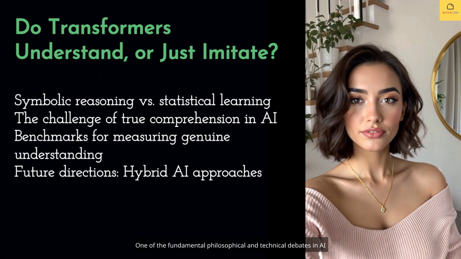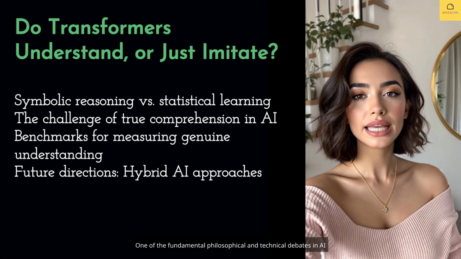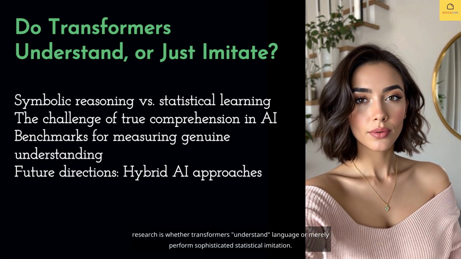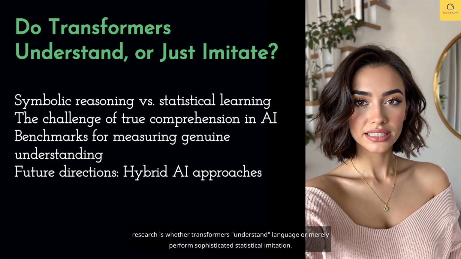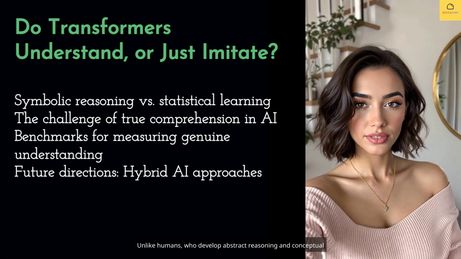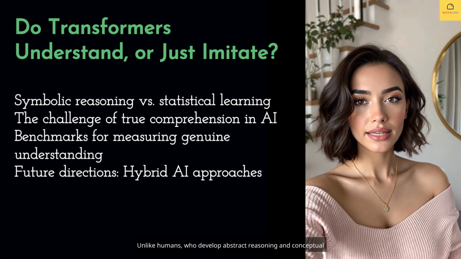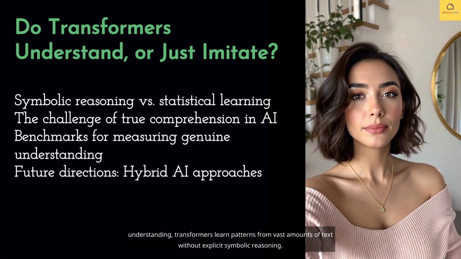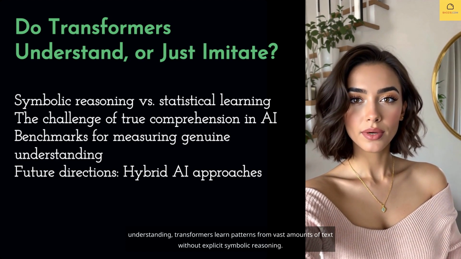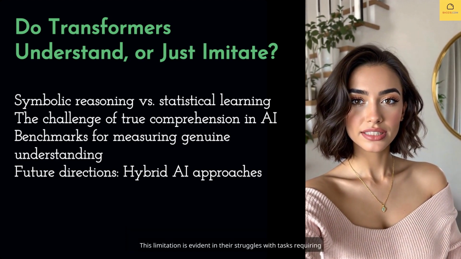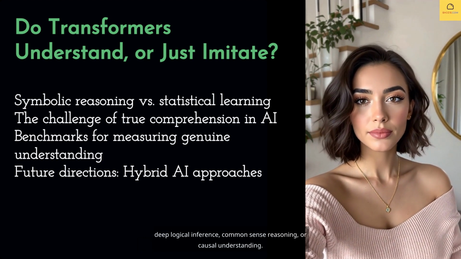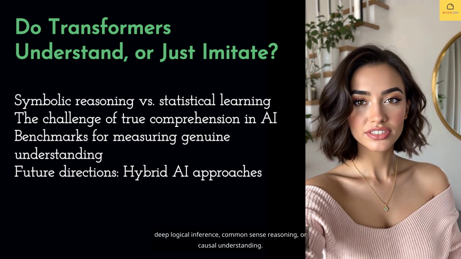One of the fundamental philosophical and technical debates in AI research is whether transformers understand language or merely perform sophisticated statistical imitation. Unlike humans, who develop abstract reasoning and conceptual understanding, transformers learn patterns from vast amounts of text without explicit symbolic reasoning. This limitation is evident in their struggles with tasks requiring deep logical inference, common sense reasoning, or causal understanding.